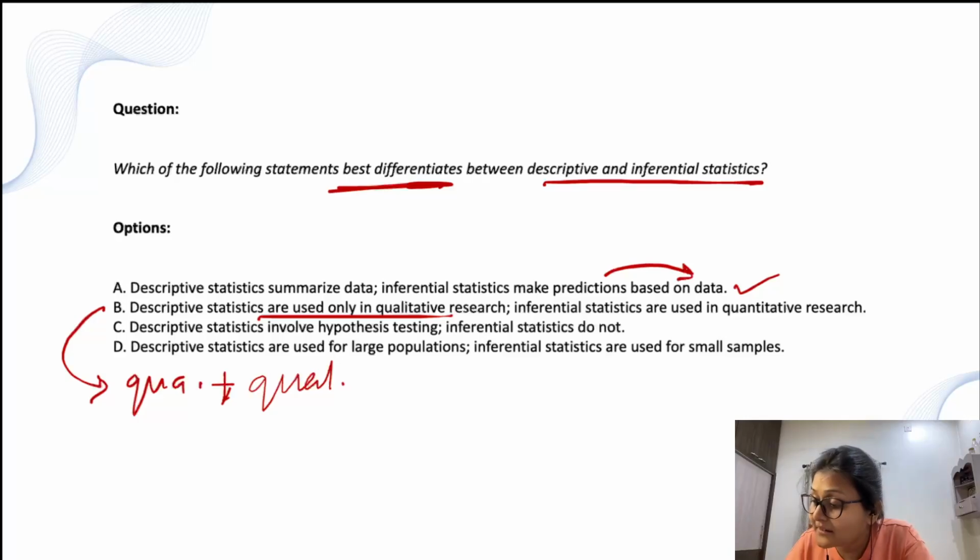Now the second part says that inferential statistics are used in quantitative research. Now this is true because it relies on numerical data. First numerical data is analyzed, then hypothesis testing upon those data is done, and finally inferences are drawn and judged. So the second part is right, but the first part is wrong. So option number B is wrong.